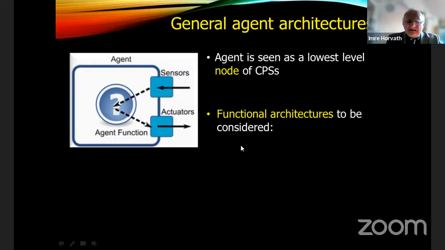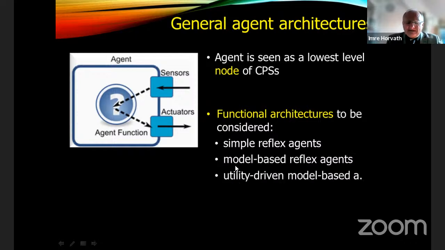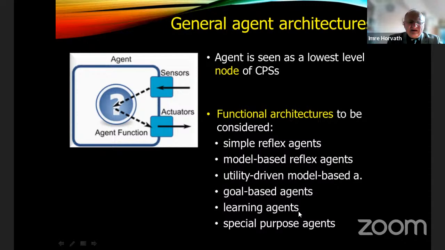So the functional architectures to be considered can be something like simple reflex agent, model-based reflex agent, utility-driven model-based agent, goal-based agent, learning agent. And obviously we shouldn't forget about the special purpose agents, which are arbitrary, and for this reason I cannot cover them in my presentation later. But I will definitely focus on these 5 categories of the agent because they are all important. They provide certain functionality for smart cyber-physical systems.